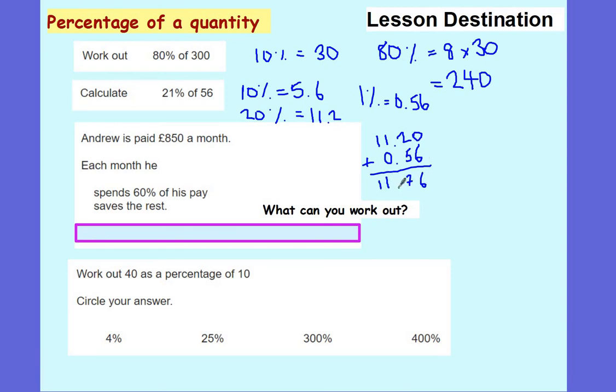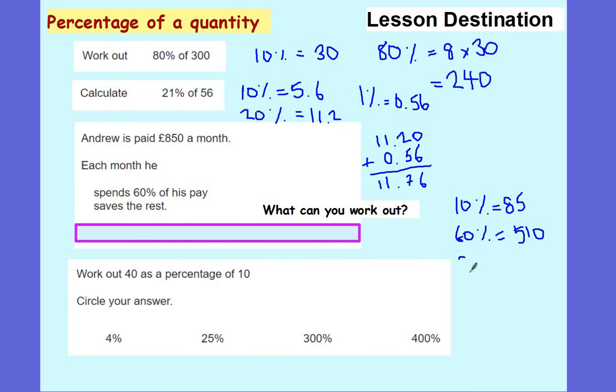11.76. The next one, I said Andrew is paid £850 a month. Each month he spends 60% and saves the rest. What can you work out? Well, we can work out how much he spends as 10% is 85. So 60% is just 85 multiplied by 6, which gives me 510. So that's how much he spends.